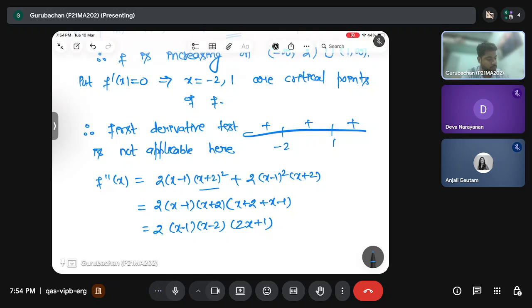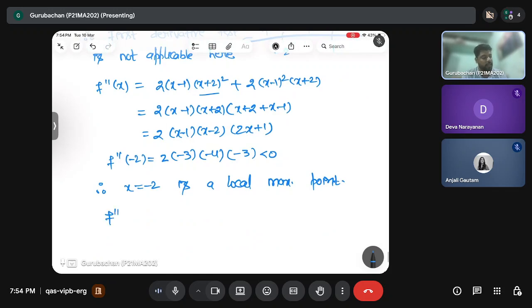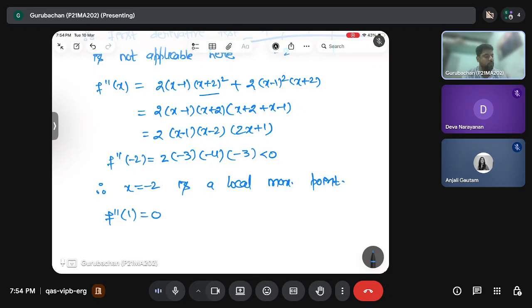So when you substitute f double dash at minus 2, this will give you 2 times minus 3, minus 4 and again 3. This will give you a negative value. Therefore, minus 2 is a local maxima point. Next is f double dash at 1. This will be 0.